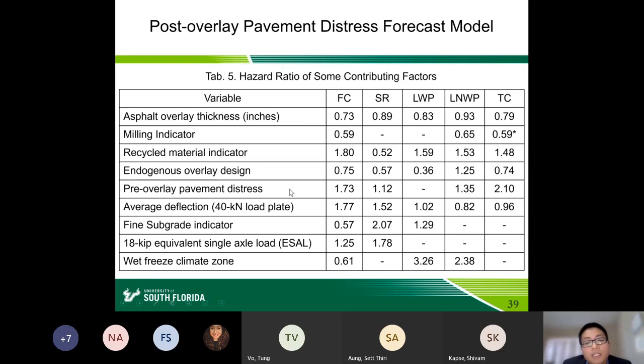Also, we can say pre-overlay pavement distress has significant effects on post-overlay pavement distress initiation. Also, with the increase of the traffic volume, the fatigue cracking initiation and severe rutting occurrence probability will increase. Also, for the climate effect, the longitudinal wheel path and non-wheel path and the transverse cracking will be significantly affected by the climate.